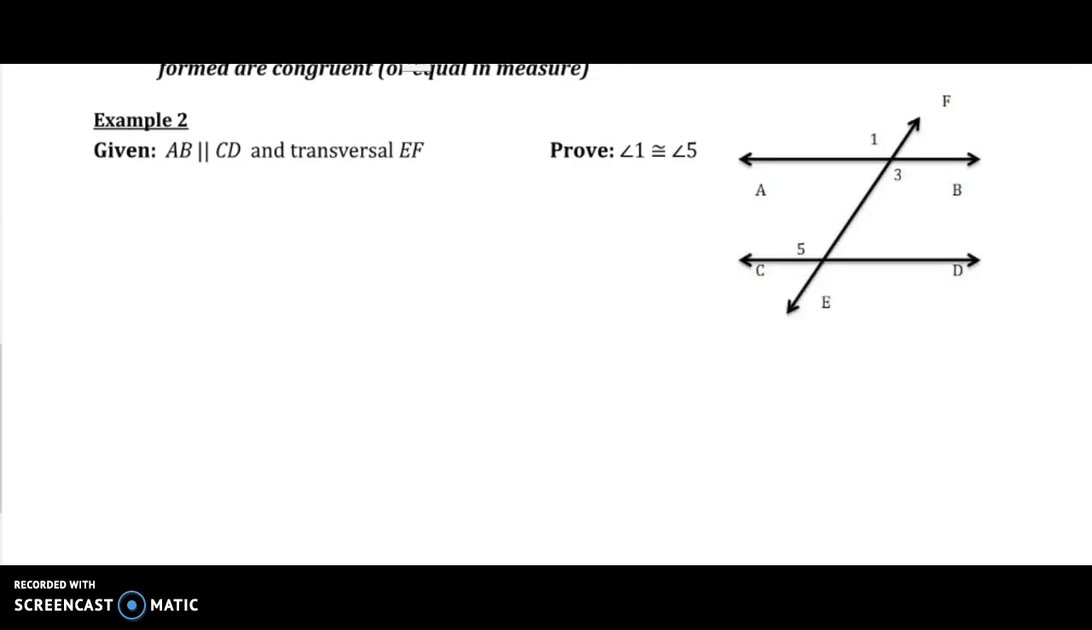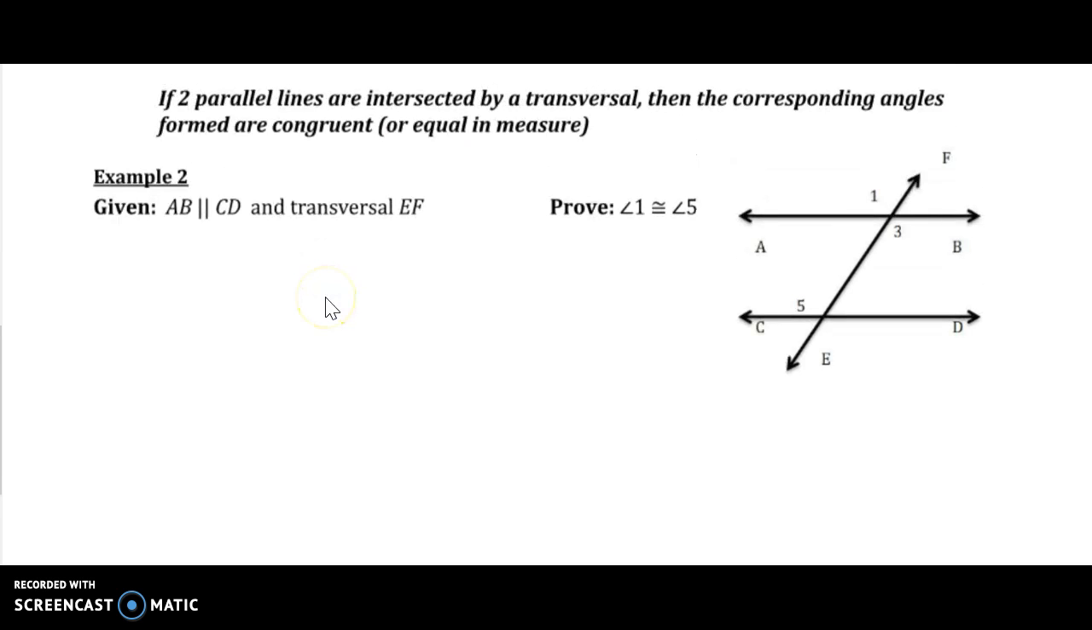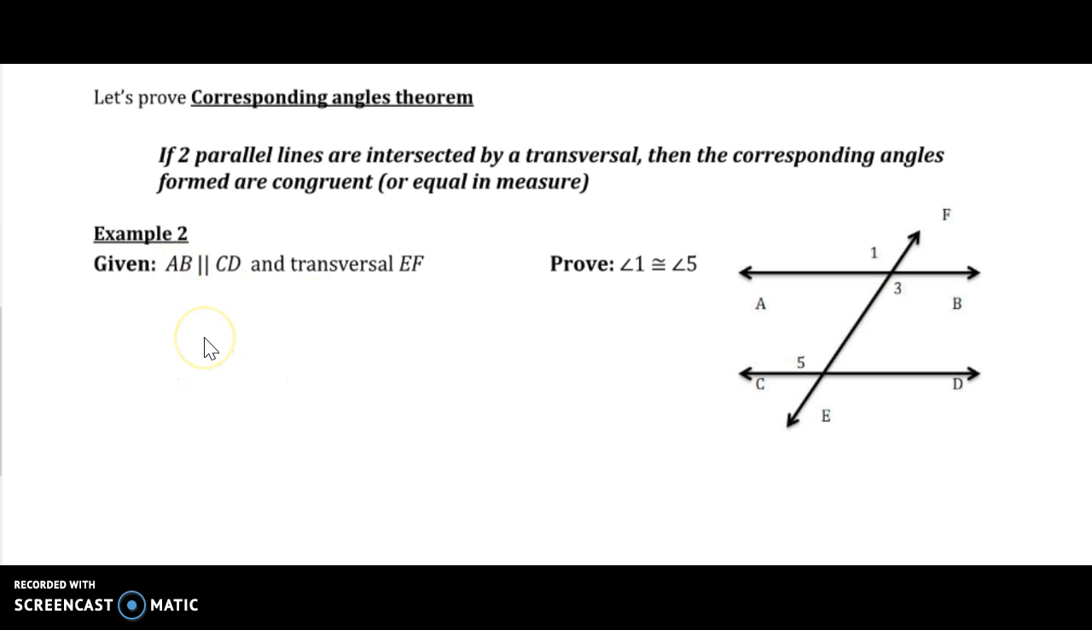This is Unit 2, Lesson 7, example number 2. So if we are given AB is parallel to CD and transversal EF, we want to prove that angle 1 is congruent to angle 5, and this will be proving corresponding angles theorem. If two parallel lines are intersected by a transversal, then the corresponding angles are congruent.